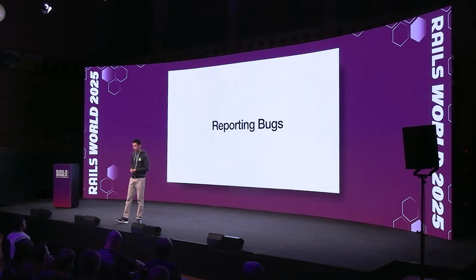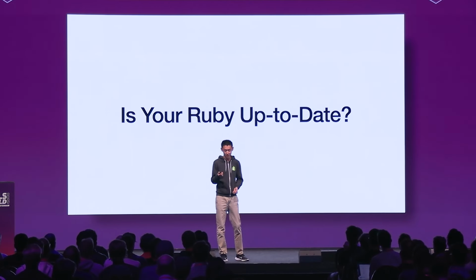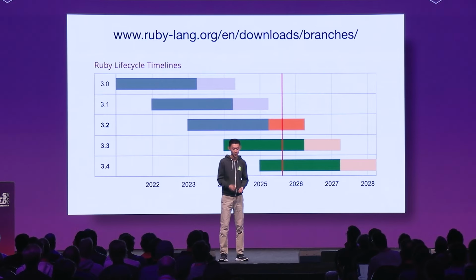So once you've found a bug, you should report it. If it's a bug in a native gem, let the maintainer know. If it's in Ruby, let us, the Ruby core team, know about it by reporting it to the bug tracker. But wait, before you open a ticket, is the Ruby you're using an actively maintained version of Ruby? If you're unsure, consult this page.